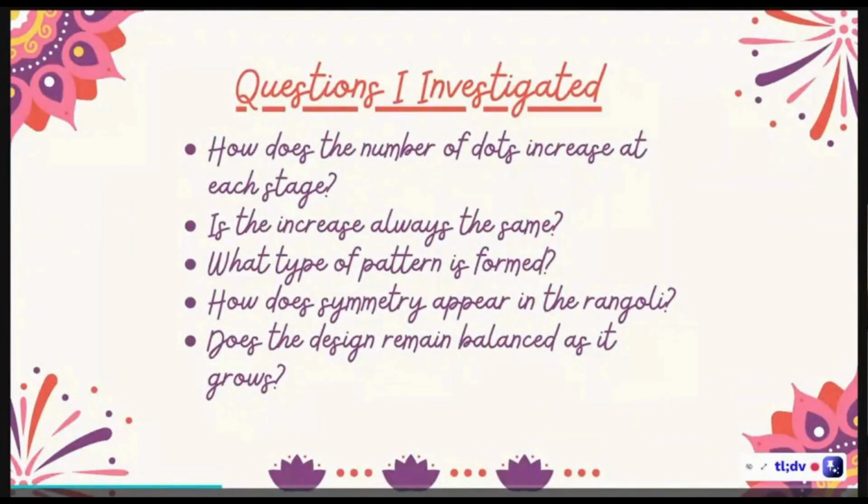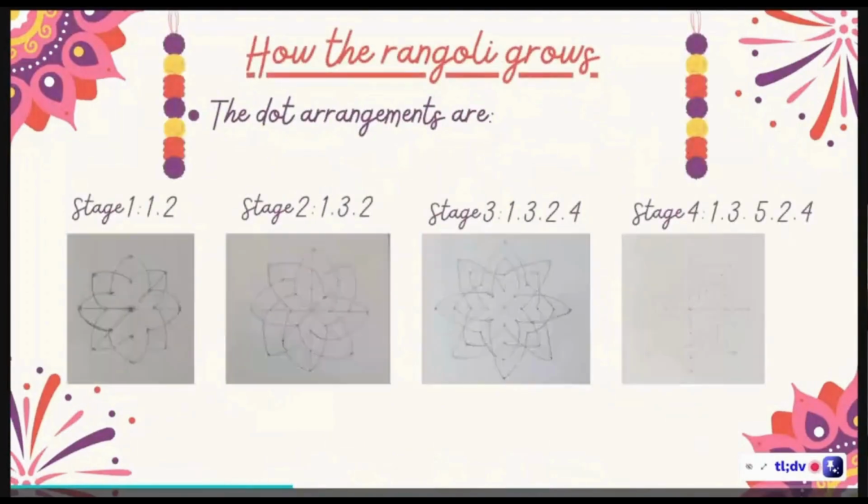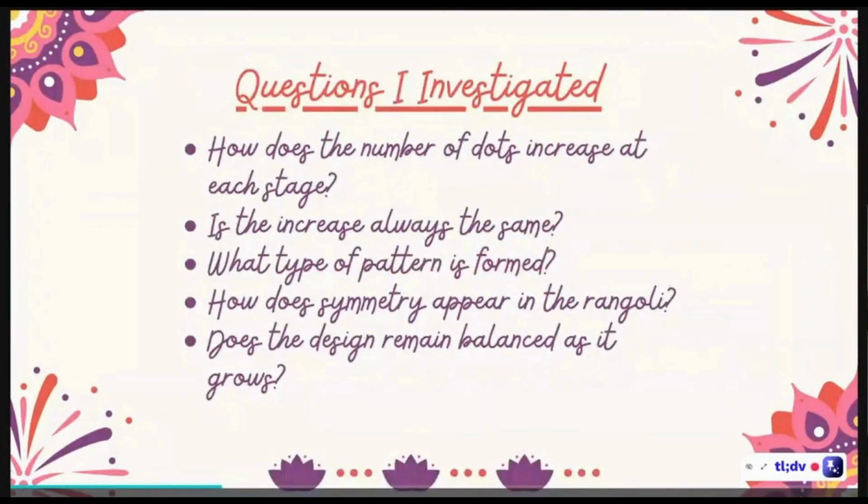To investigate this, I focused on 5 questions. How does the number of dots increase at each stage? Is the increase always the same? What type of pattern is formed? How does the symmetry appear in the Rangoli? And does the design remain balanced as it grows? And my research question was: how does the number of dots change when the Rangoli grows, and what patterns and symmetry can be observed?